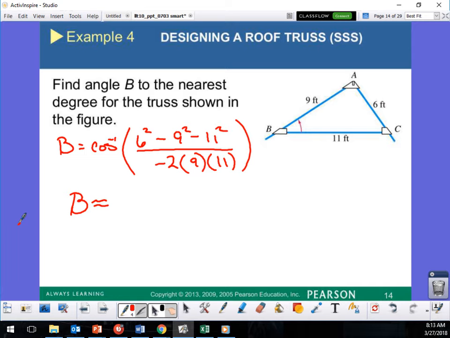What is it? Okay, I'll wait for you guys to all plug it in. I know everyone should be having their calculator in their hand. 33? Yes? Okay. So, to the nearest degree, it's going to be 33 degrees.